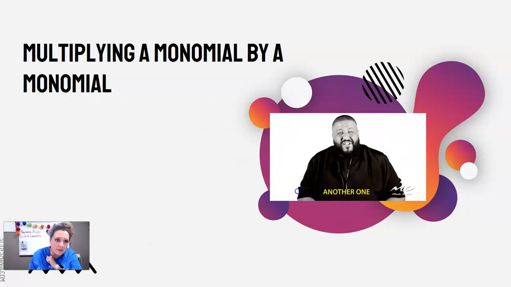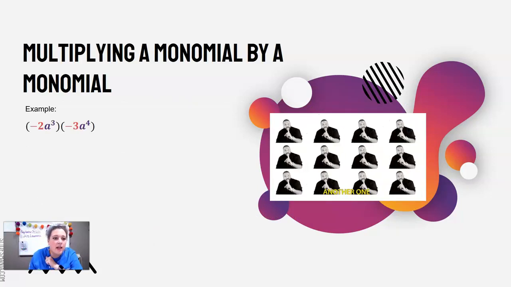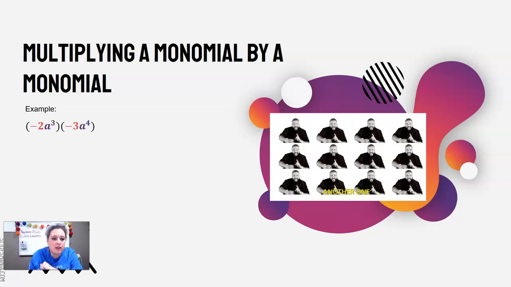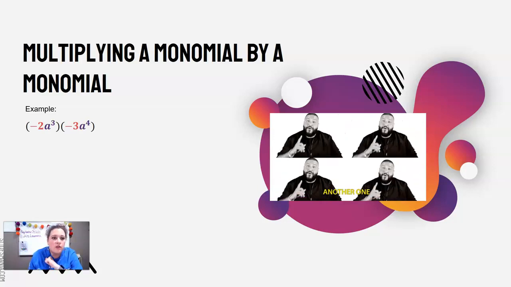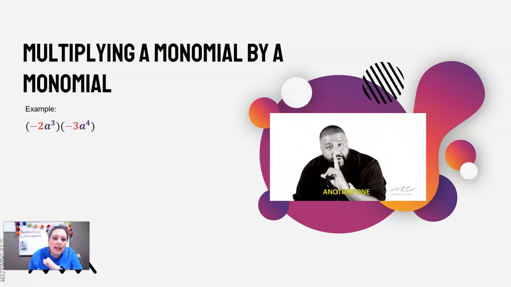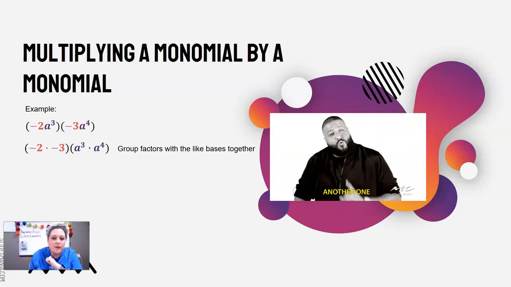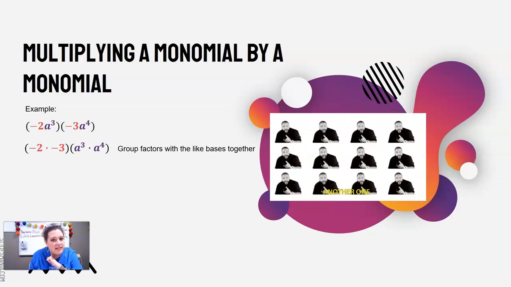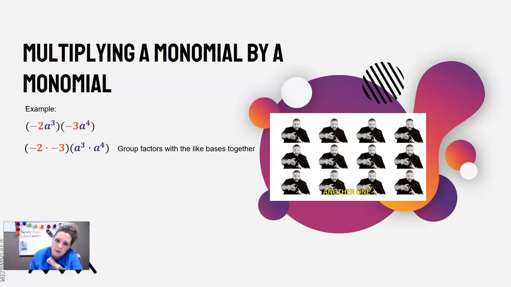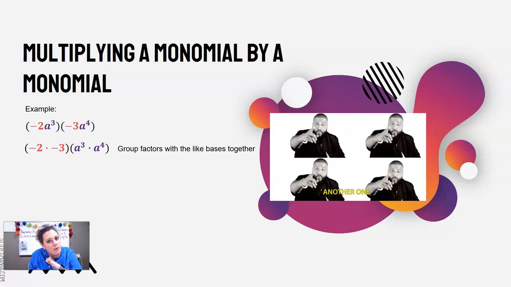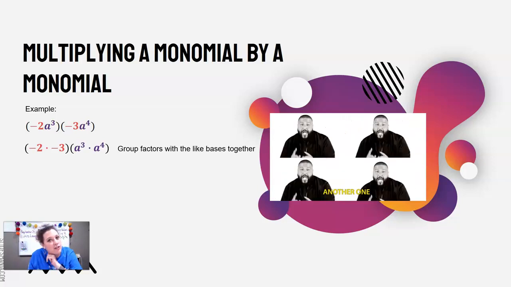Let's do another one for good practice. So negative 2a cubed times negative 3a to the 4th power. When we're looking at this problem, again, we're going to group the factors that have the same base. So negative 2 and negative 3 get grouped together because those two can be multiplied. And then a cubed and a to the 4th power are going to get grouped together because those two can be multiplied.